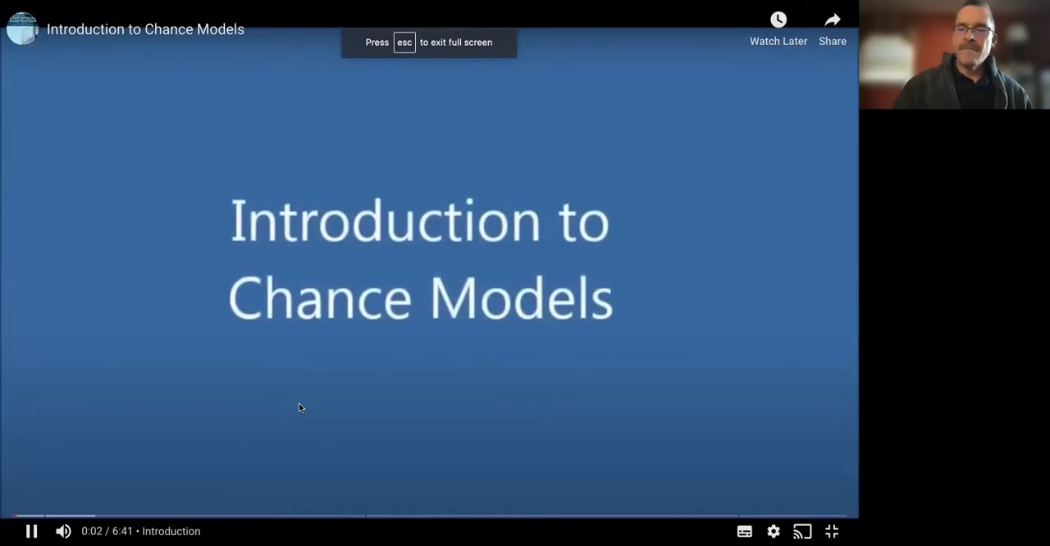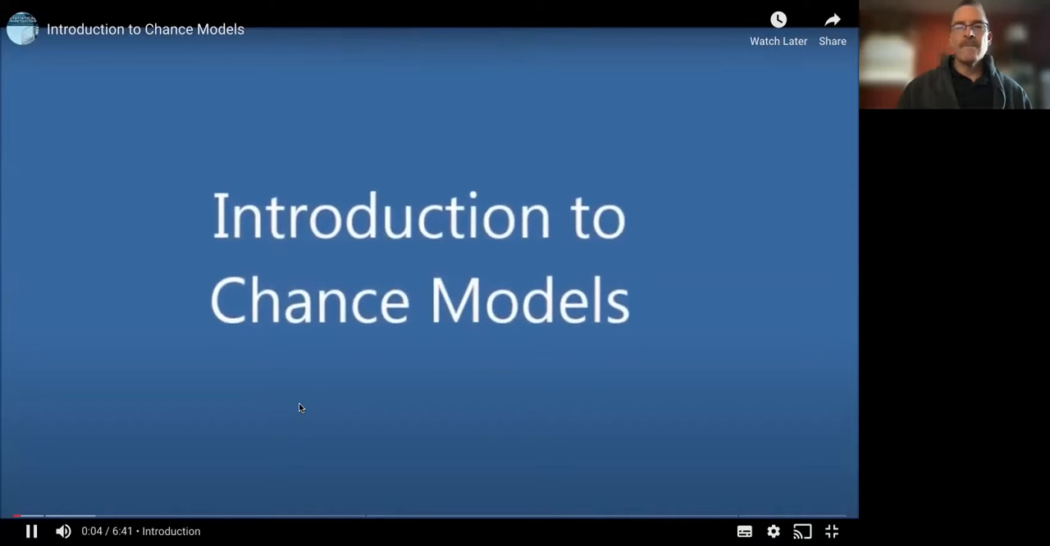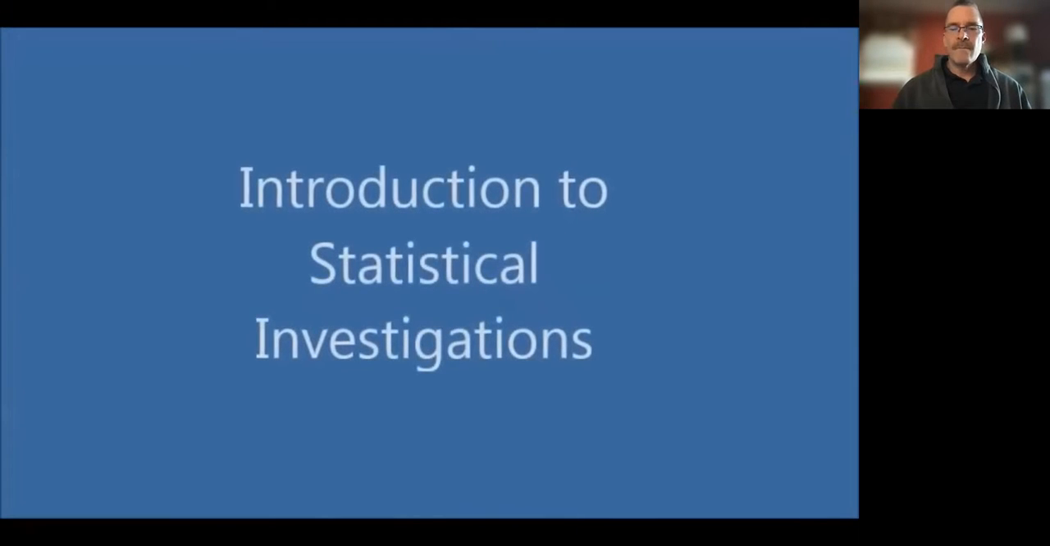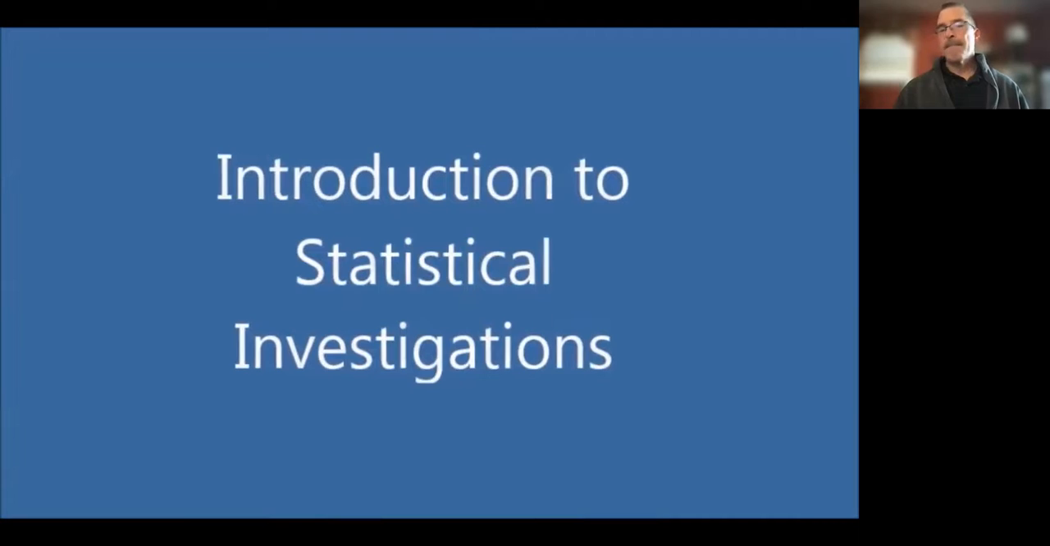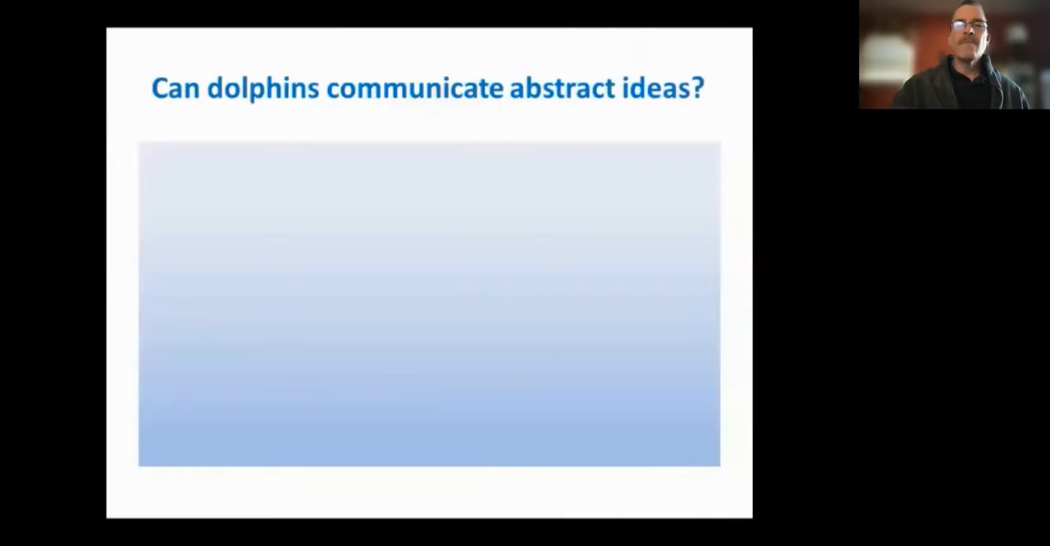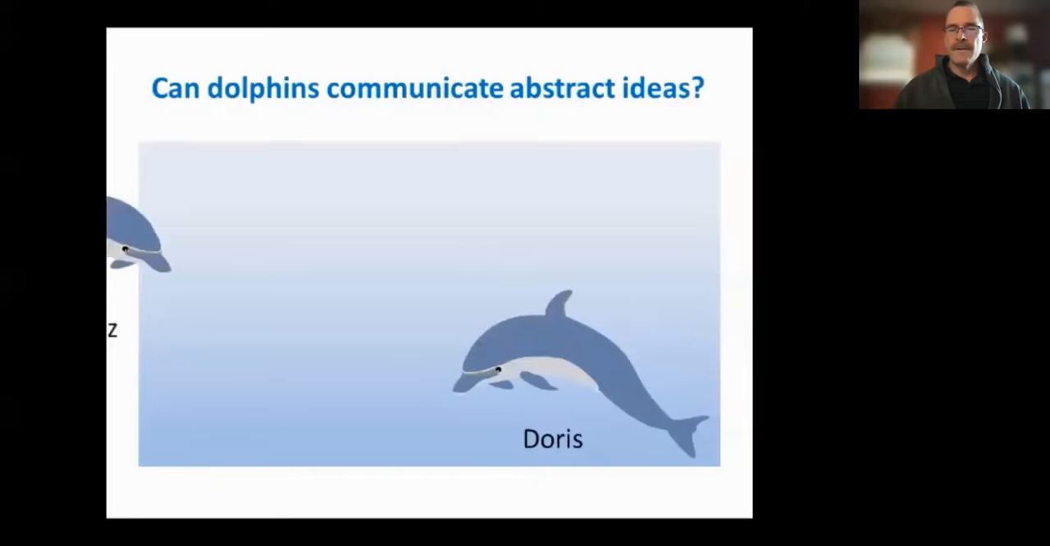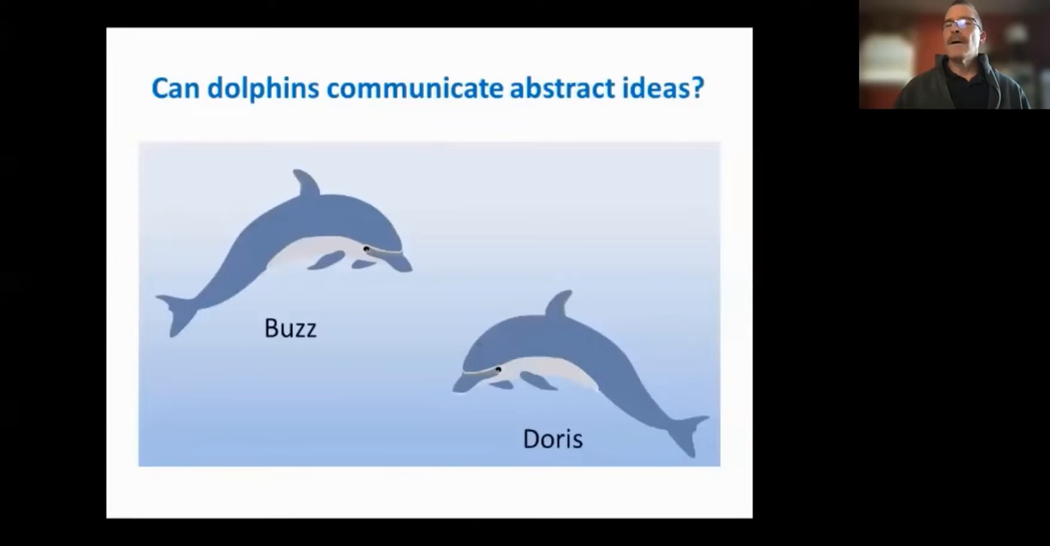In this video, we give an introduction to chance models that is used in our Introduction to Statistical Investigations curriculum. This example is typically done during the first week of the semester and shows how we introduce students to inference. A famous study from the 1960s, Dr. Bastian explored whether two dolphins named Doris and Buzz could communicate abstract ideas.